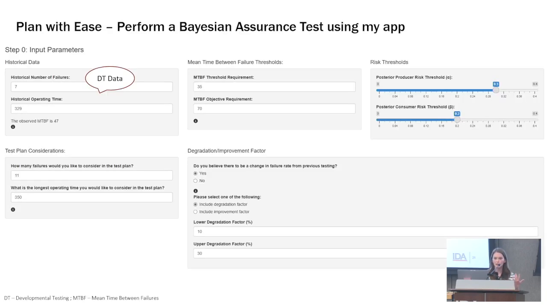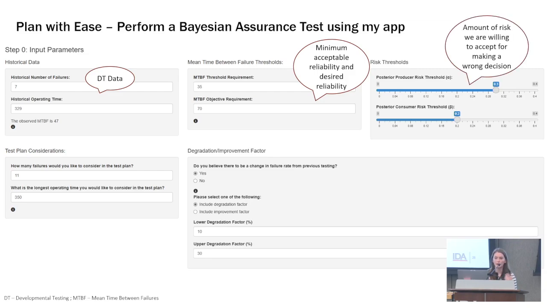So this is a screenshot of what this reliability assurance test app looks like. And step 1 is to input your parameters. So the box that's marked historical data is where you'd put, in this example, your developmental testing data, which was 7 failures observed and 329 total hours of testing. The second box is where you want to input those mean time between failure requirements and objectives. Remember from our case study in the beginning, this was 35 and 70 flight hours.